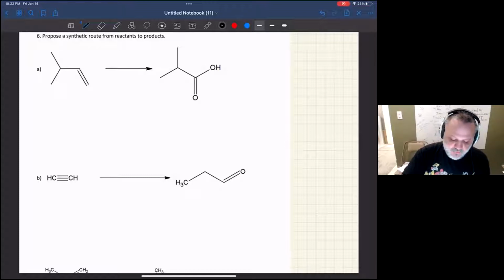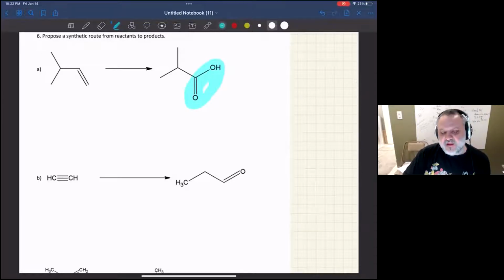So let's think backwards. What do we have here? What's the functional group that we have here? It's a carboxylic acid. And so that means that I've got very few reactions that I know of that can form a carboxylic acid. And really the only one that I know of is ozonolysis of an alkyne.